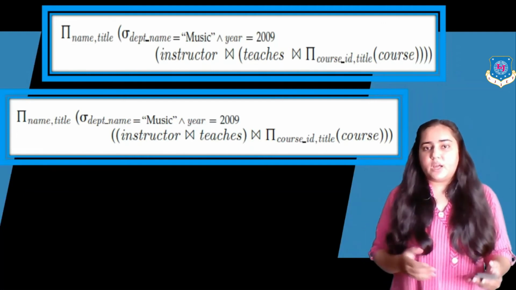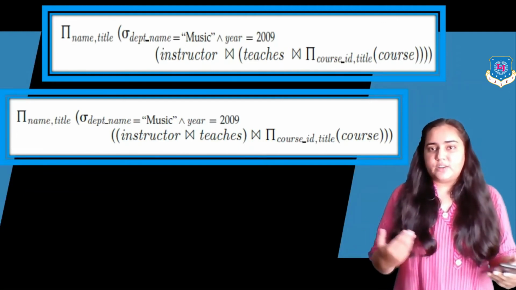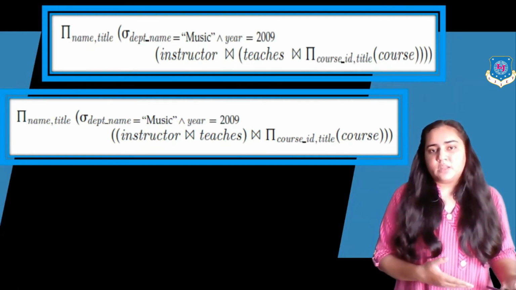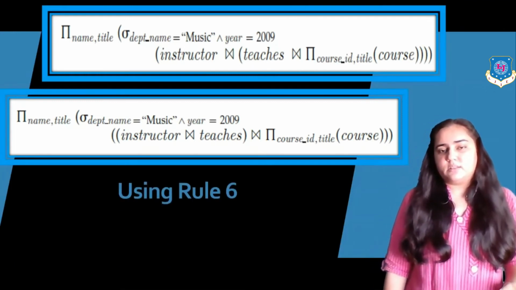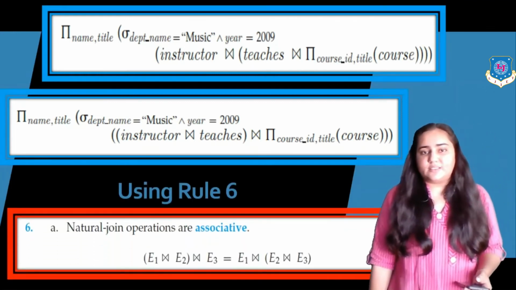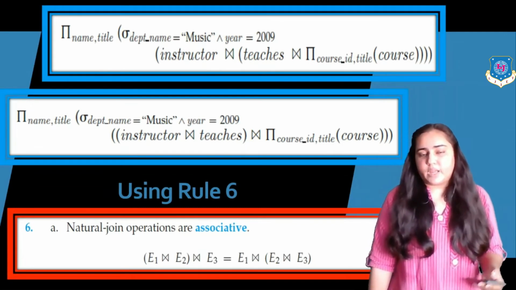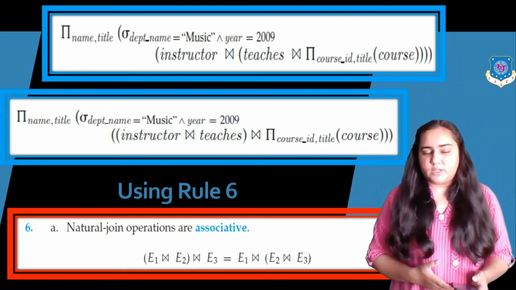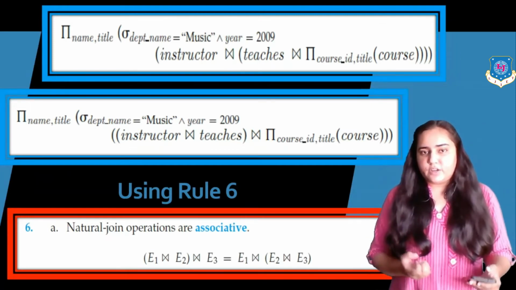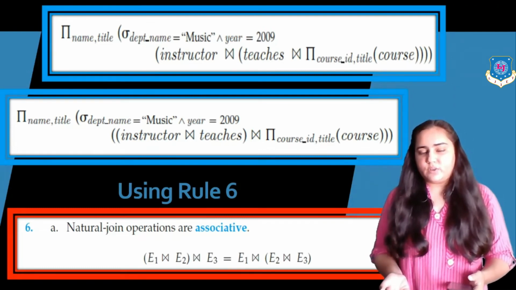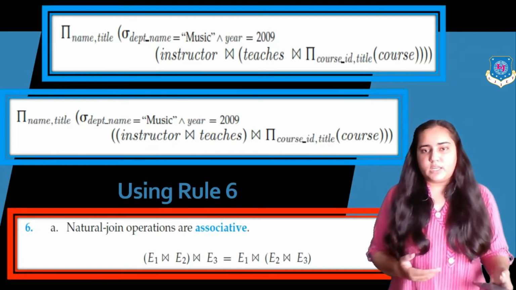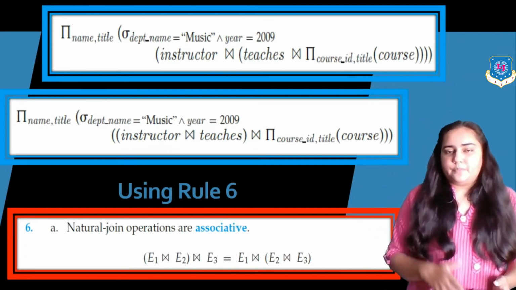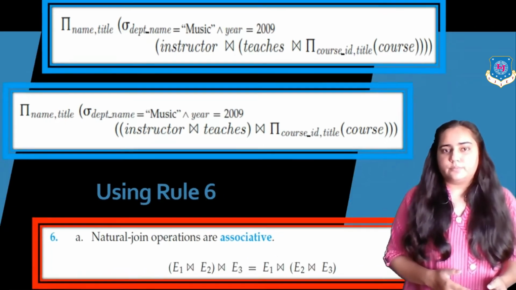In the previous query, I did a natural join between teachers and course first, and then I did a natural join of the result with instructor. So you can guess which rule was applied. This is rule 6, which says that natural join operations are associative. I can change the order of brackets, and that's exactly what I have done here. Performing natural join of E1 and E2 first, and then the result of that with E3, is equivalent to performing E2 natural join E3 first and the result of that with E1. So that's exactly what I've done, and this is what my query looks like now.